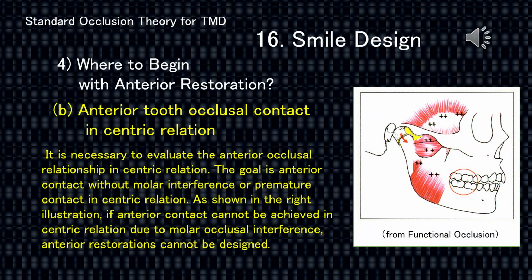B. Anterior tooth occlusal contact in centric relation. It is necessary to evaluate the anterior occlusal relationship in centric relation. The goal is anterior contact without molar interference or premature contact in centric relation. As shown in the right illustration, if anterior contact cannot be achieved in centric relation due to molar occlusal interference, anterior restorations cannot be designed.